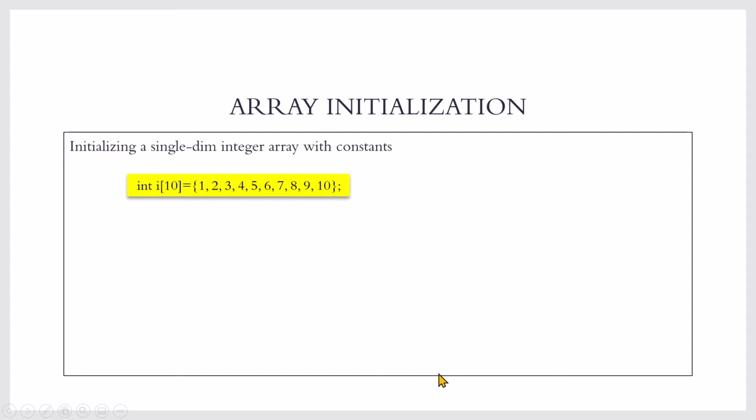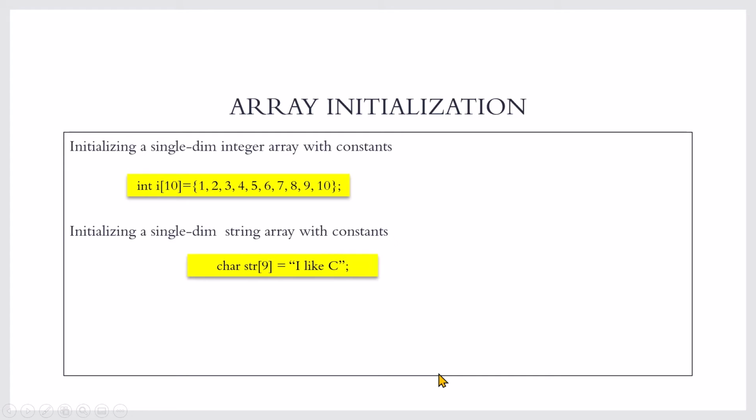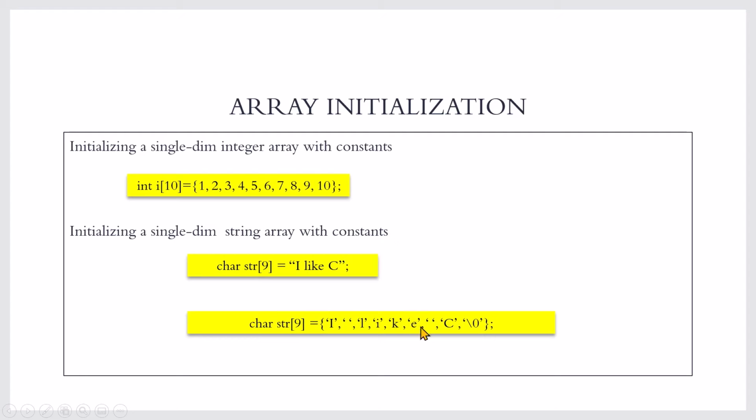Now coming to array initialization, initializing a single dim integer array with constants would be something like this. Okay, that's an integer array initialization. Initializing a single dim string array with constants would be something like that. It's the same as doing something like this, but of course, this is not really recommended. Again, initializing a double dim integer array would be something like this.